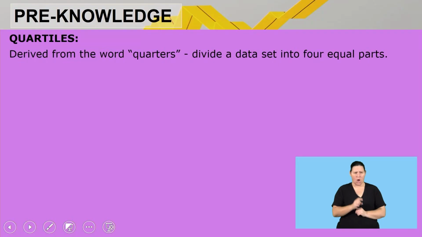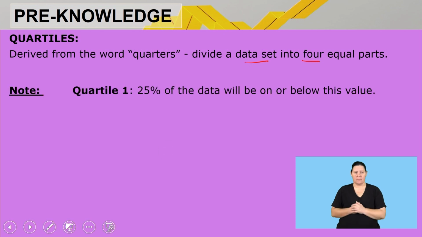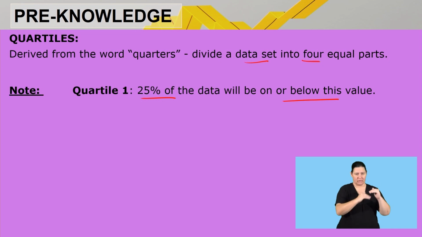We will focus on quartiles. Now let's look at what a quartile is. Quartiles is derived from the word quarters, and that divides the data set into 4 equal parts. What else is important when we work with quartiles is that quartile 1 is where 25% of the data will be on or below this value. And remember, quartile 1 is also known as your lower quartile.